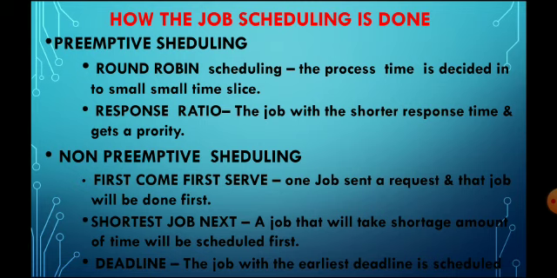There are three ways in non-preemptive scheduling. First one, first come first serve scheduling. From the name itself, we must have understood: first come, first serve. The job that comes first is processed first, and the second job will be done later. Second one, shortest job next scheduling. The job that will take the shortest amount of time will be scheduled first. Third one, deadline scheduling. The job with the earliest deadline is scheduled for execution next.